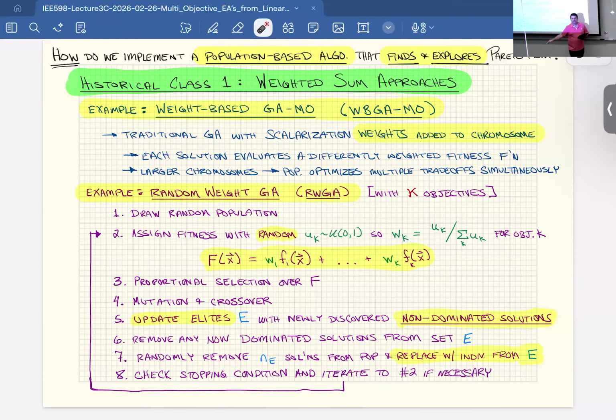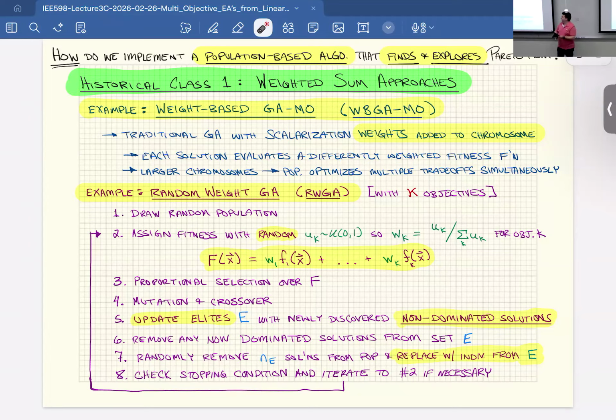All right, questions about that? It's a minor change to the typical GA: random fitness functions every generation for everybody in that generation. So one fitness function for everybody in the generation, but every generation a new fitness function. And you keep track of your non-dominated set.